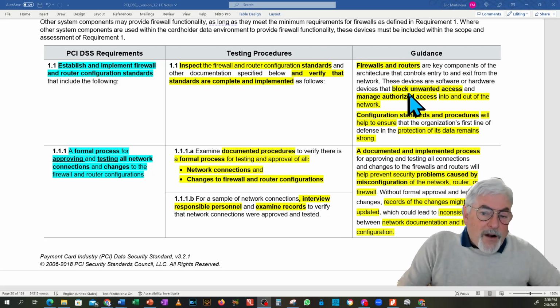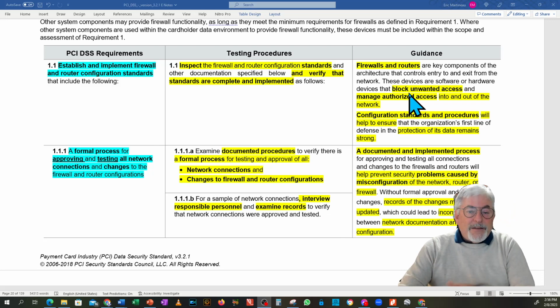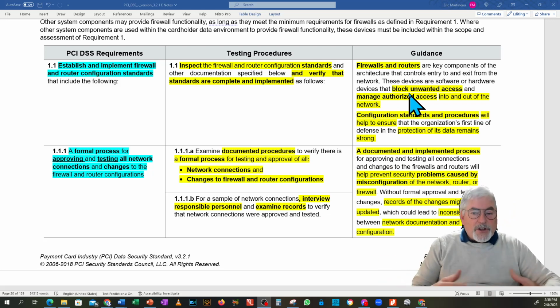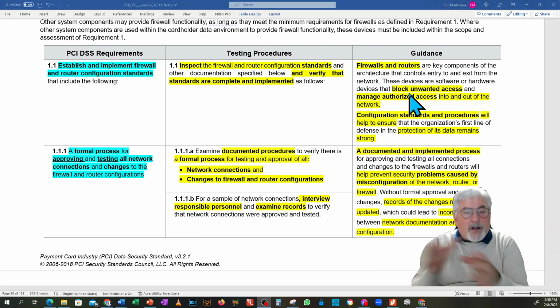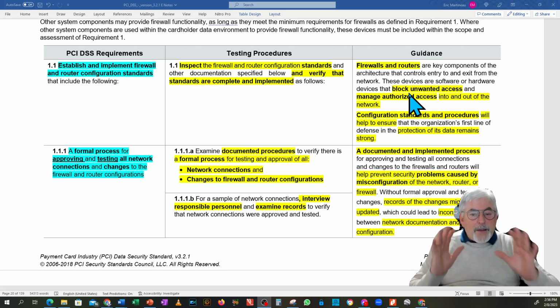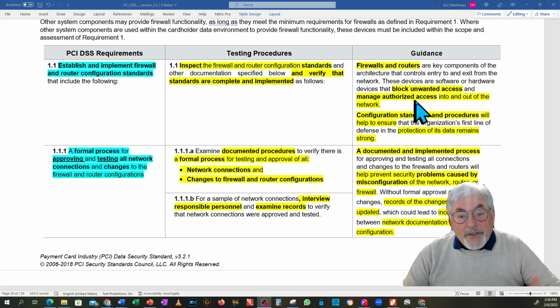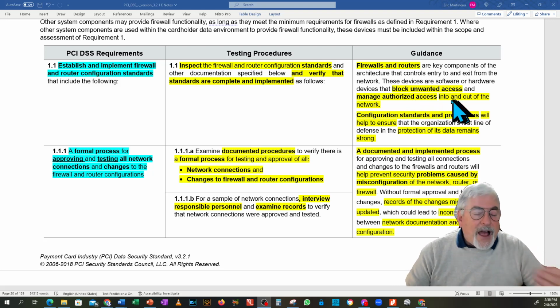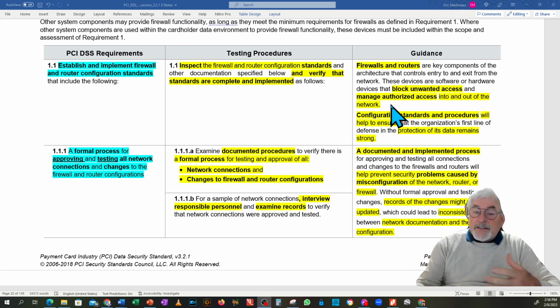Well, firewalls and routers are key components of the architectures that control everything that comes in and everything that goes out of your network, right? Okay. And these devices are software and hardware devices that block unwanted access. They manage authorized access into and out of the network. Now, when it talks about authorized access, this is access of humans and software, right?